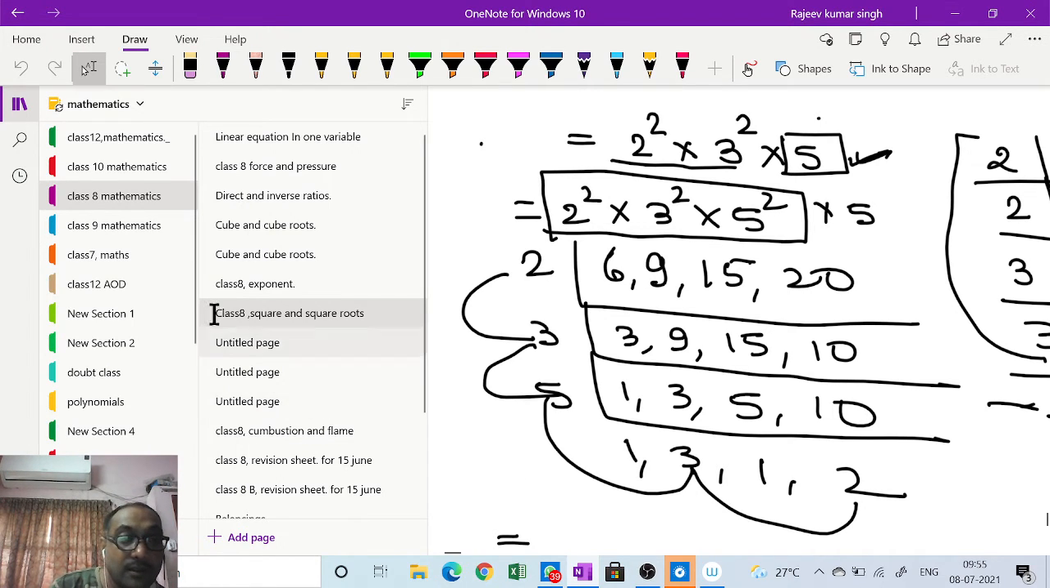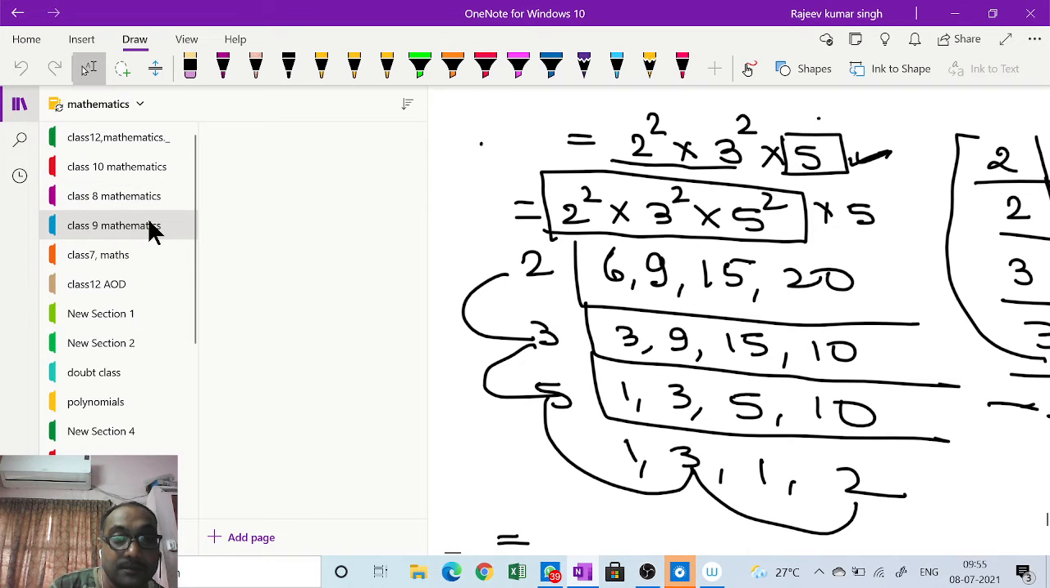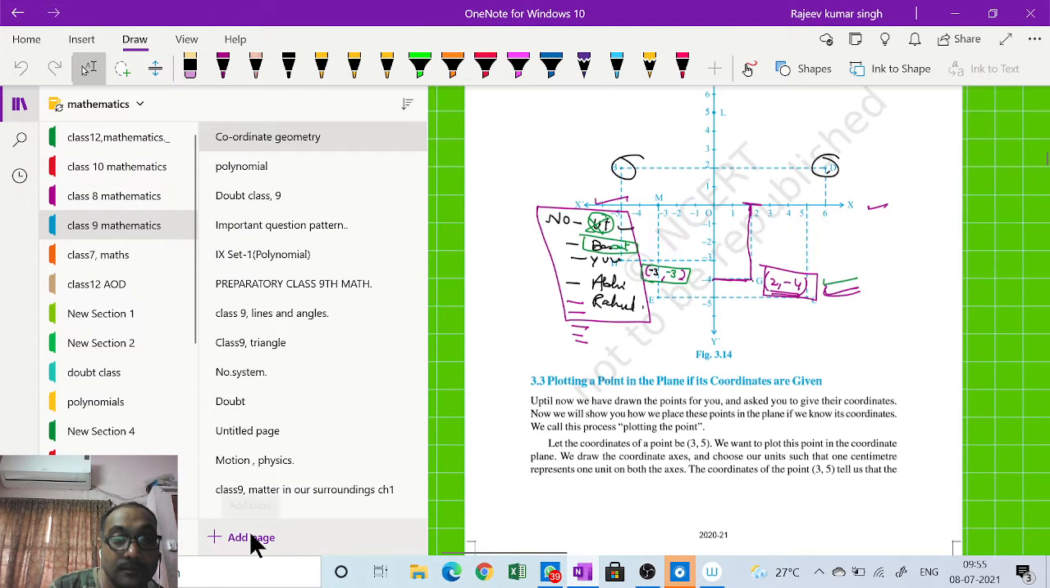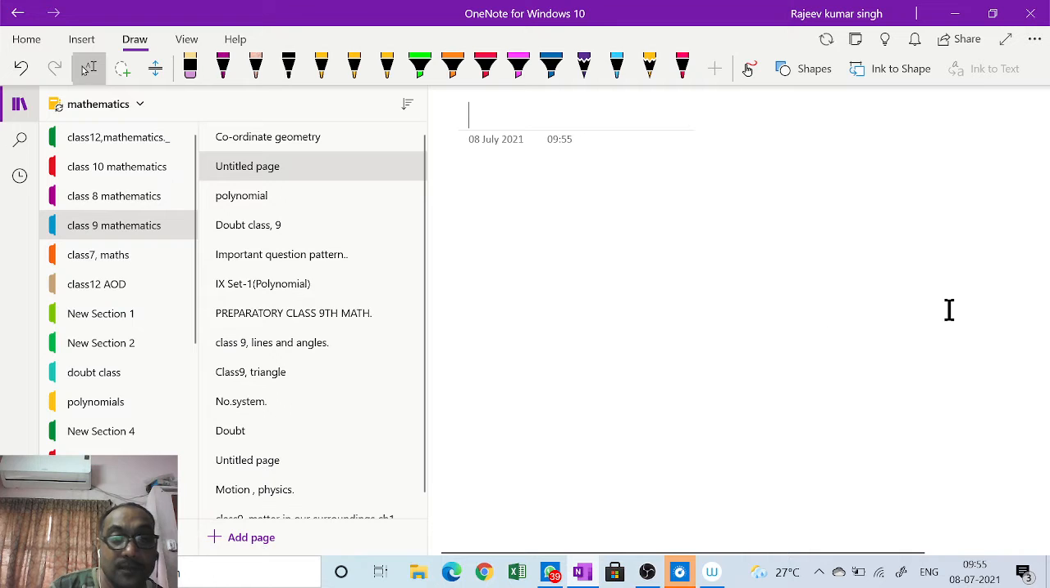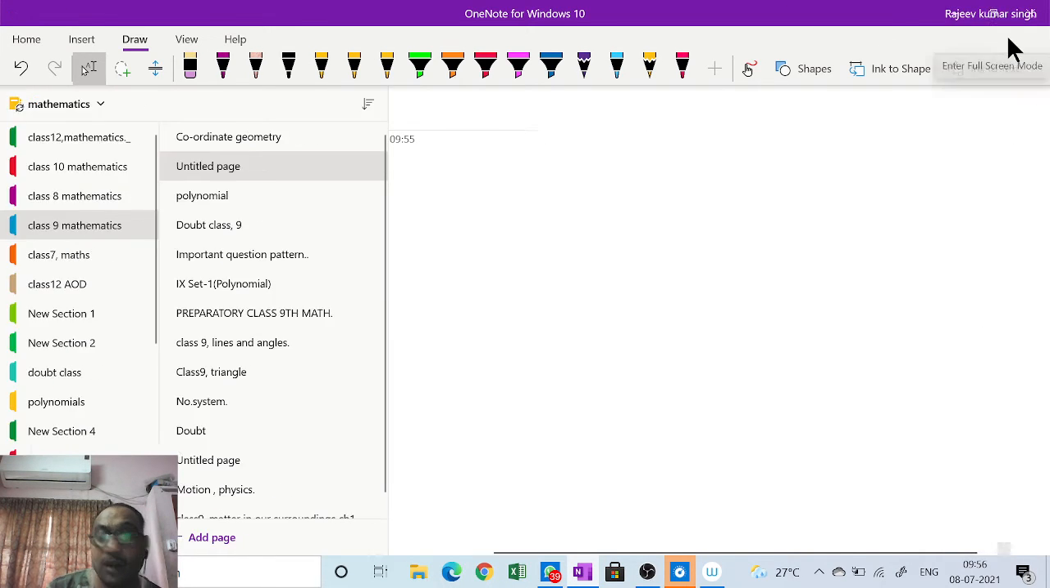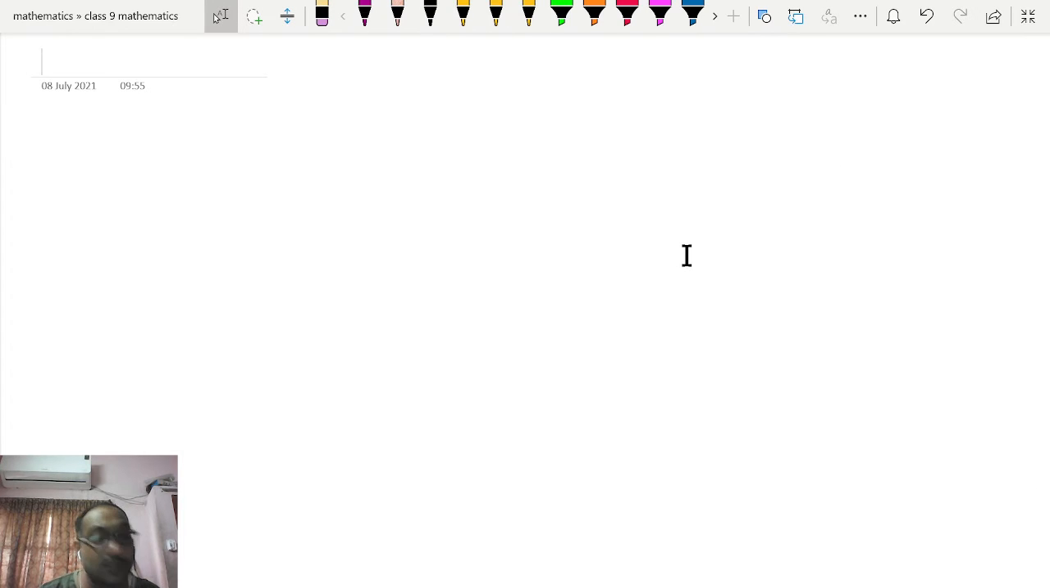Today we are going to start linear equation in two variables, Class 9. And this is a very important chapter. How can a linear equation in two variables be defined? See, linear equation in two variables.